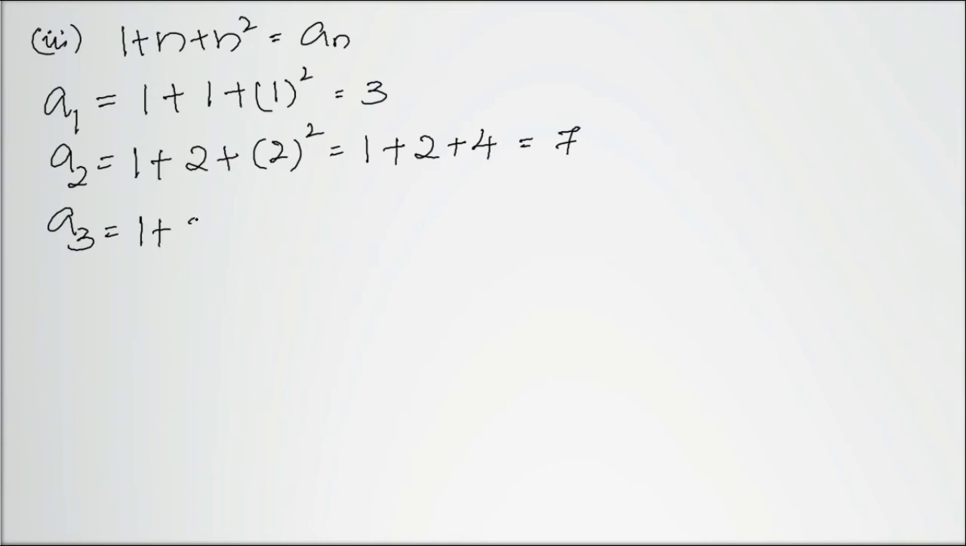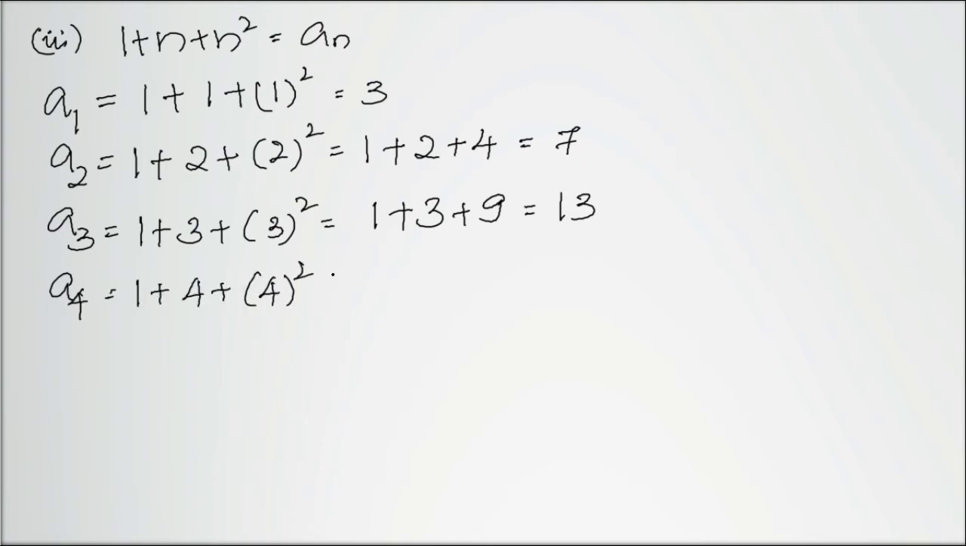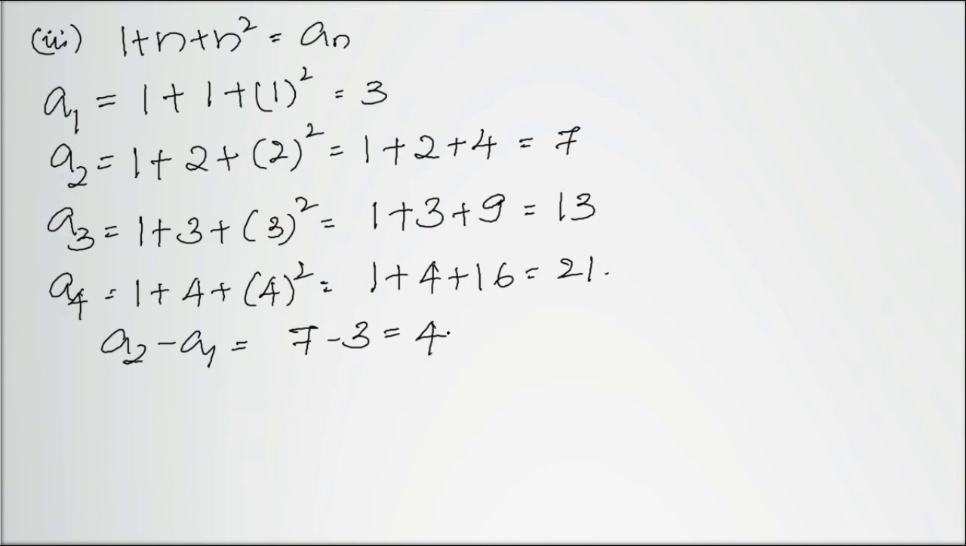a3 is 1 plus 3 plus 3 square. We get it as 1 plus 3 plus 9, which will be 13. Fourth term will be 1 plus 4 plus 4 square. We get it as 1 plus 4 plus 16, nothing but 21. Here let me find a2 minus a1. a2 minus a1 is 7 minus 3, 4. a3 minus a2 will be 13 minus 7. We get it as 6.